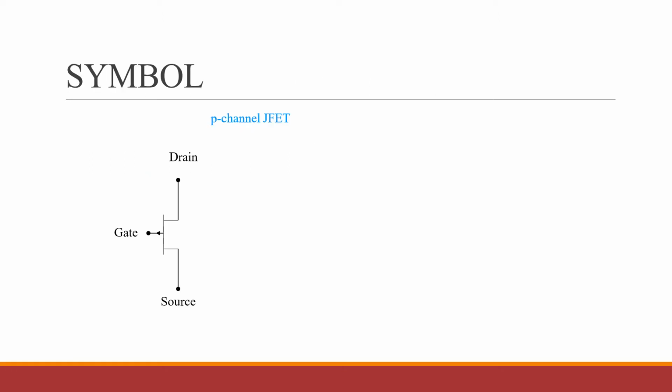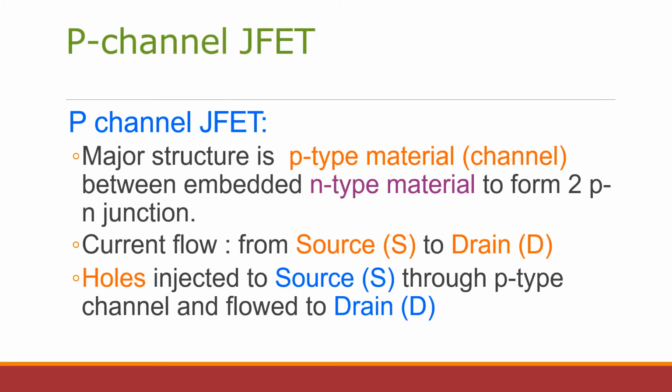In p-channel JFET, the gate terminal arrow is directed outward. In the structure, the channel is p-type material and two n-type materials are diffused side to side, and those are short circuited. The current flow is from source to drain, and the holes are injected at the source through the p-type channel and flow to the drain. The direction of holes is from source to drain through the p-type channel.